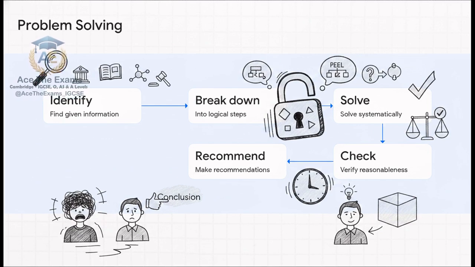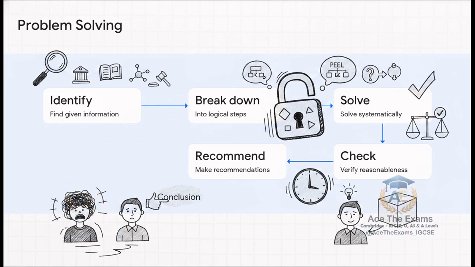Step 3. Solve systematically. This means deploying our PEL structure. Point, evidence, explanation, link. Every single time. Step 4, check for reasonableness. Read your paragraph back. Does your answer actually solve the core problem posed in the prompt, or did you go on a tangent? Step 5, make justified recommendations. If the question asks for a conclusion, your recommendation absolutely must be justified by the concrete evidence you provided in Step 3. You cannot pull a conclusion out of thin air.